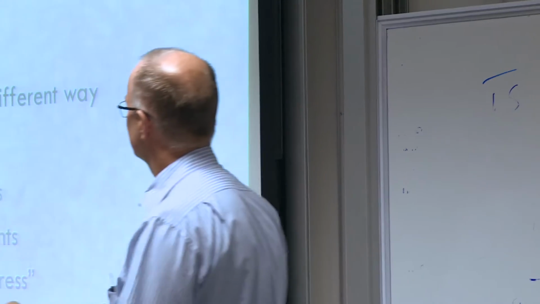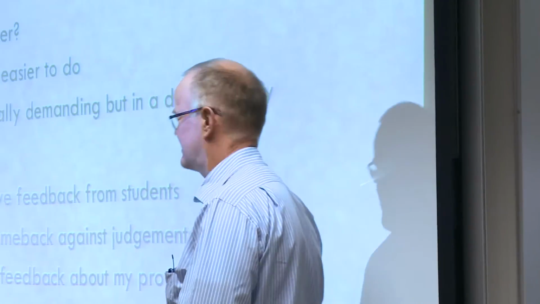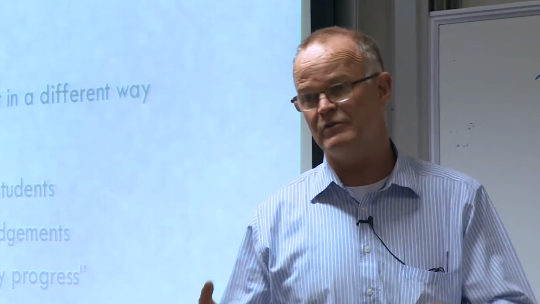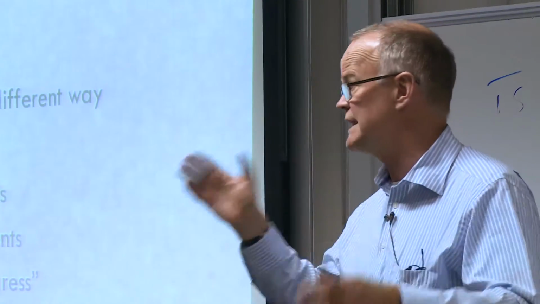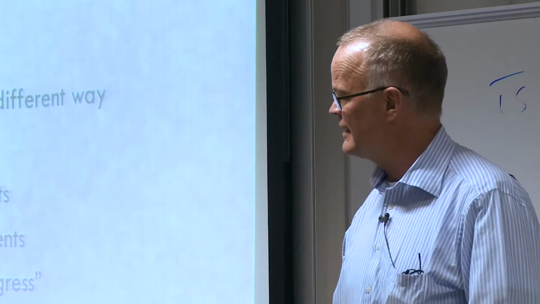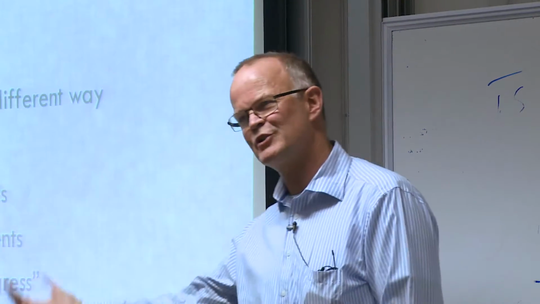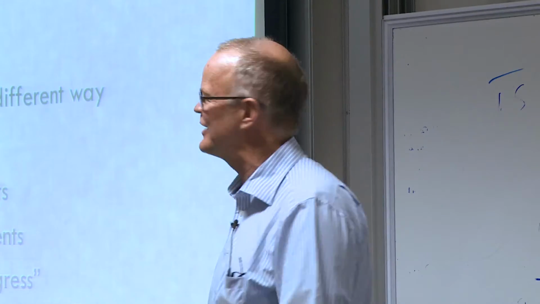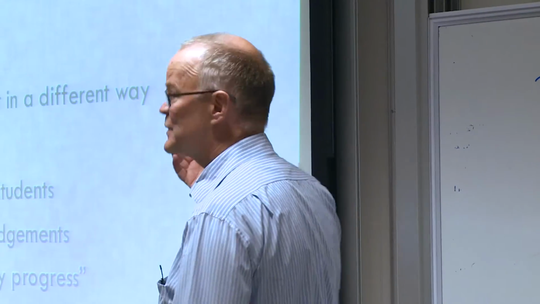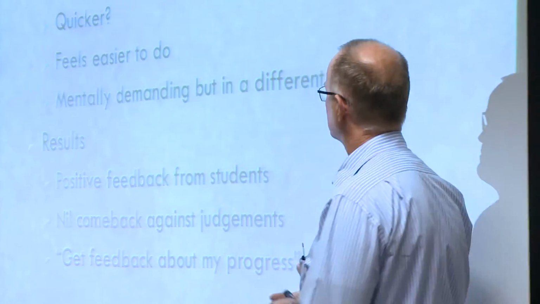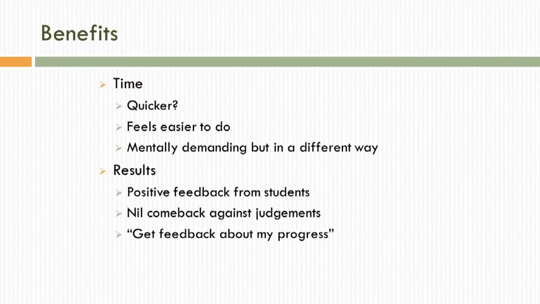I divide things up. I put them in alphabetical order because that makes work easier in Canvas. I divide them up into piles of 5 or 10, and I do a pile at a time. And I can do 10 in a row. If I'm trying to do 10 written ones, I find myself looking for coffee or somebody to talk to, or something else to do to break it up. It feels easier to do. I don't know that it's faster, but it feels more effective and more efficient. It's mentally demanding, but in a different kind of way.